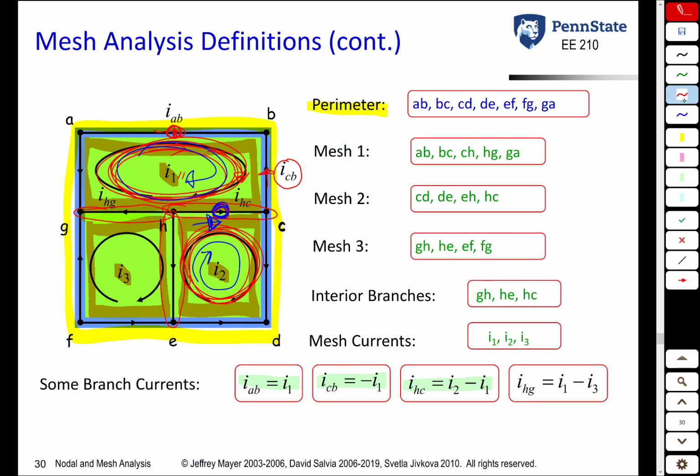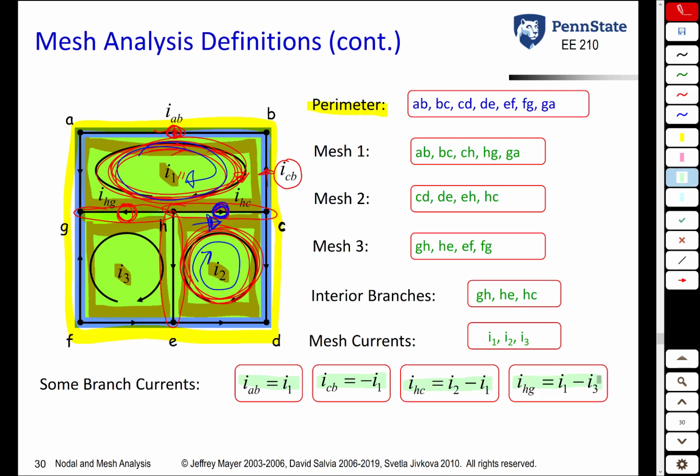IHG is this branch current here. Once again, that is the branch that borders mesh 1 and mesh 3. So IHG is going to be a combination of I1 and I3, but it's in the same direction as I1, the opposite direction as I3. So IHG is equal to I1 minus I3.